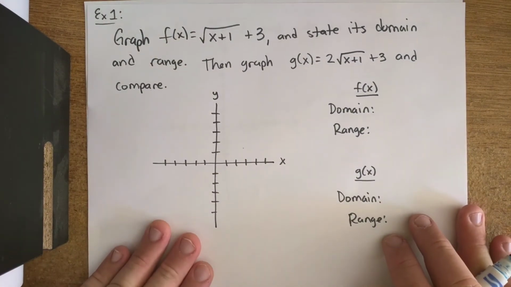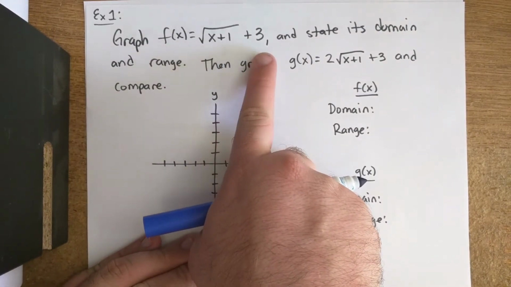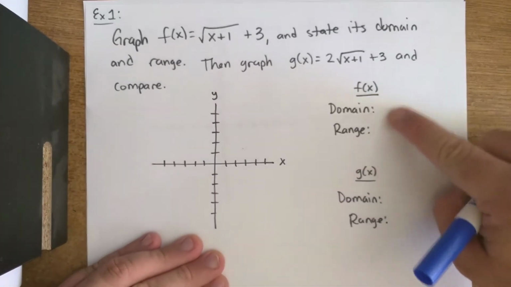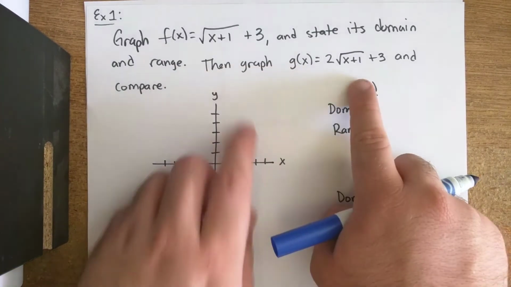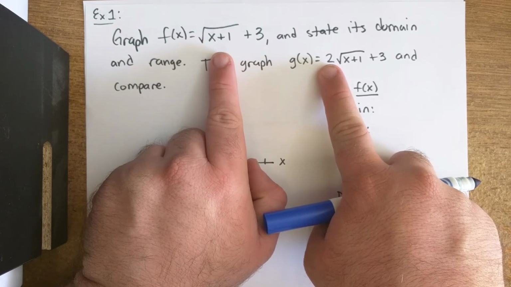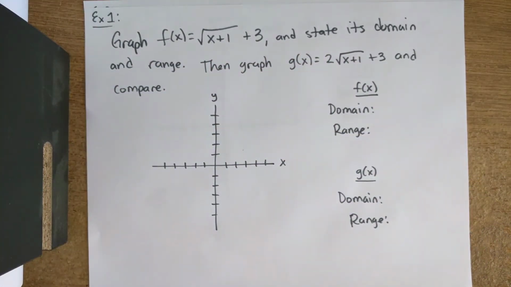So, example 1, we're going to graph f of x is equal to the square root of x plus 1, plus 3. We'll state its domain and range right here. Then we're going to graph a different function, but if you can tell, they are the same function. It's just that g of x has a 2 in front. And then we'll compare the two functions.